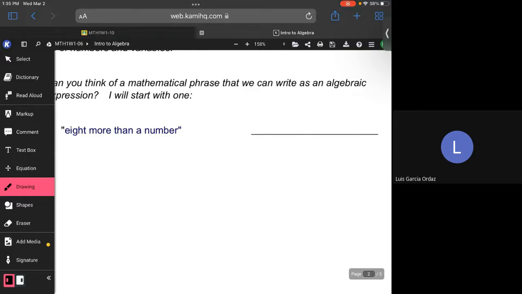What would 8 more than a number be as an algebraic expression? Maya? 8 plus n. Yeah. So she's making this n. It can be 8 plus n, or if you really wanted to, n plus 8 also works. Doesn't really matter because with addition, it'll still give you the same answer.